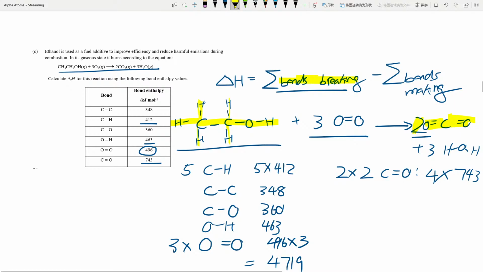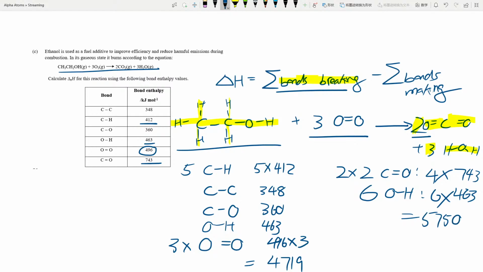Same with the OH bonds. You have 3 lots of H2O. For each single mole of H2O, you have 2 OH bonds. So that's going to be 2 times 3, which is 6 OH bonds. Hence 6 times 463. Add up these 2 numbers, which is 4 times 743 plus 6 times 463, and that's going to give us 5750.